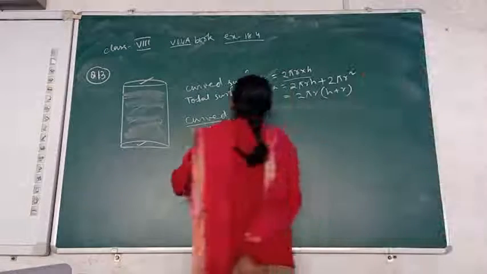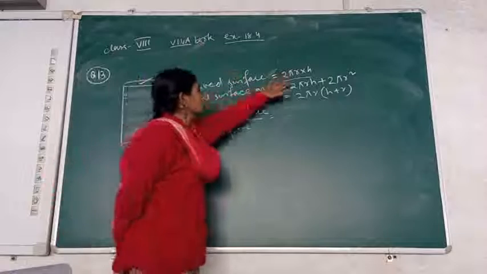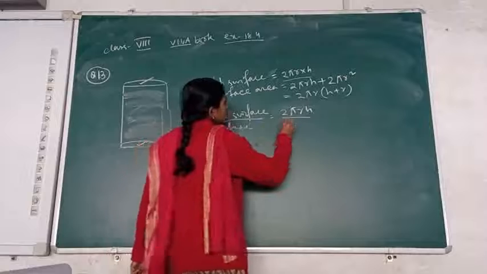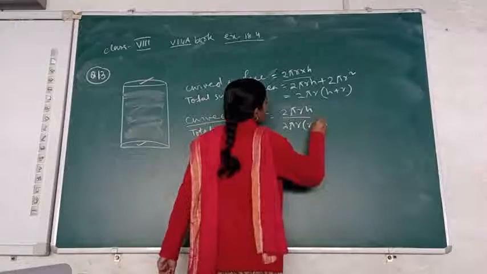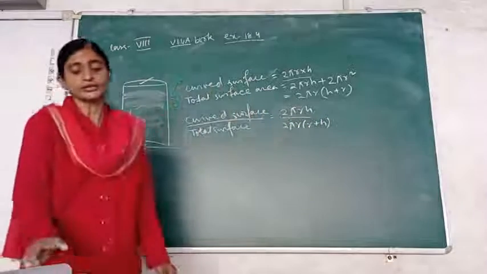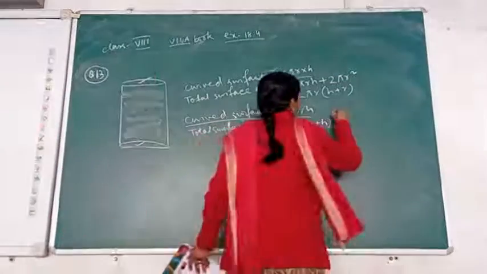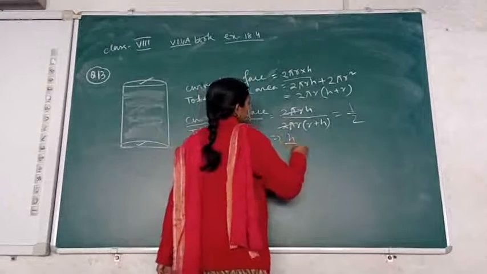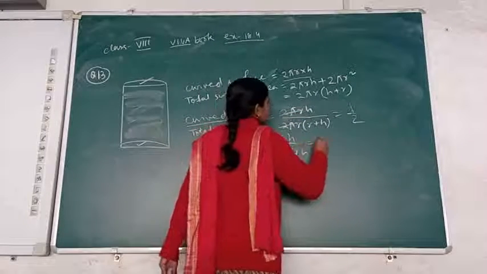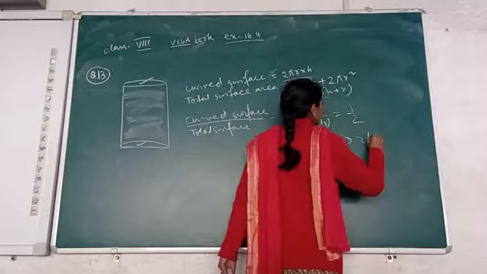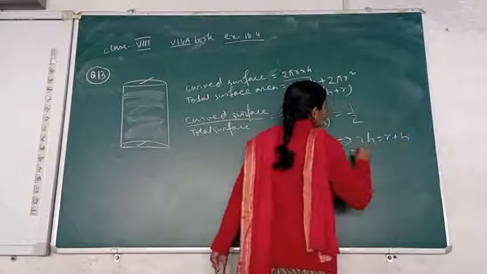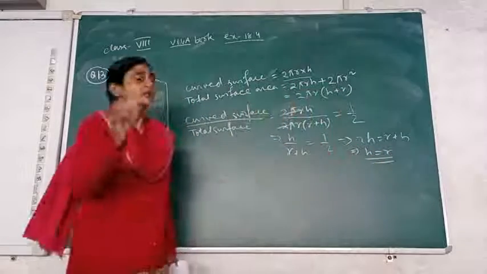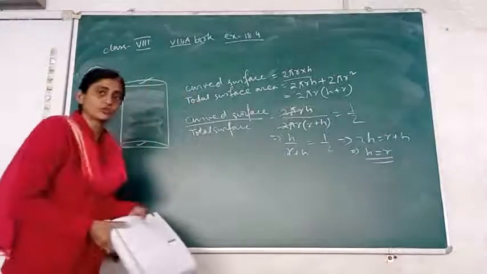According to the question, the curved surface area is equal to 2 pi r h, and the total surface area is equal to 2 pi r into r plus h. Here in this question their ratio is given as 1:2. So let's simplify this. What are we getting? h by r plus h equals 1/2, or we can write 2h equals r plus h, so shifting h, what remains is h equals r. Keep it in your mind. We need these things to solve the remaining part of the question.